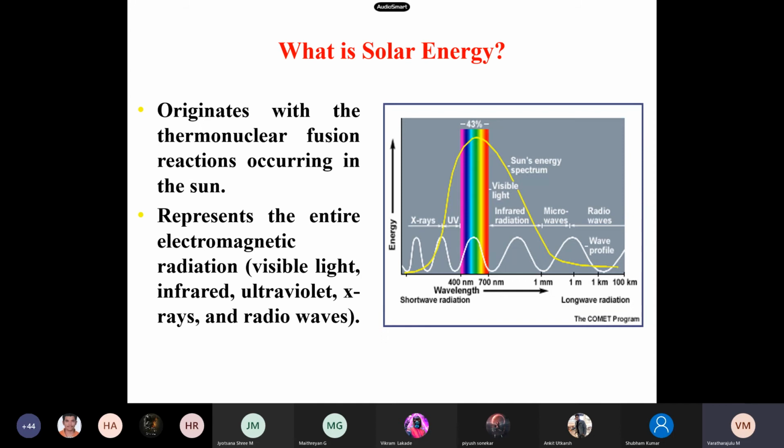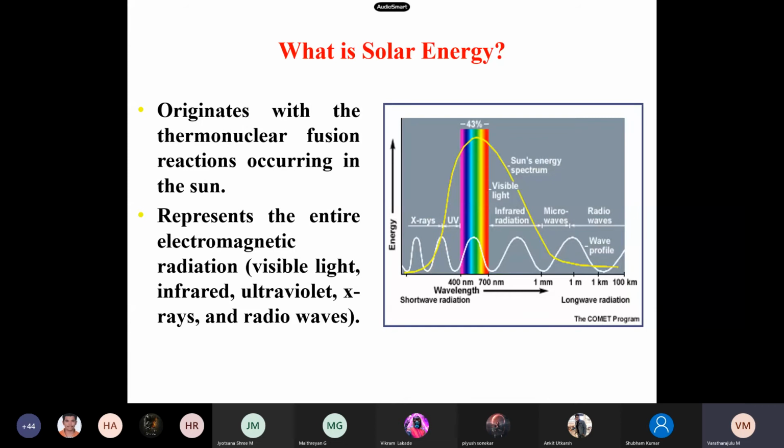And what is solar energy? We'll start with what is solar energy. With a basic understanding of solar energy, we can continue this session. It originates with the thermonuclear fusion reactions occurring in the sun. And we are already aware of these fusion reactions. Here, the thermonuclear fusion reaction is happening in the sun and represents the entire electromagnetic radiation: visible light, infrared, ultraviolet, X-rays, and radio waves.